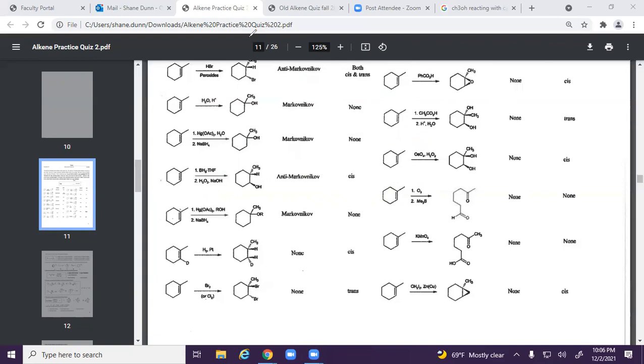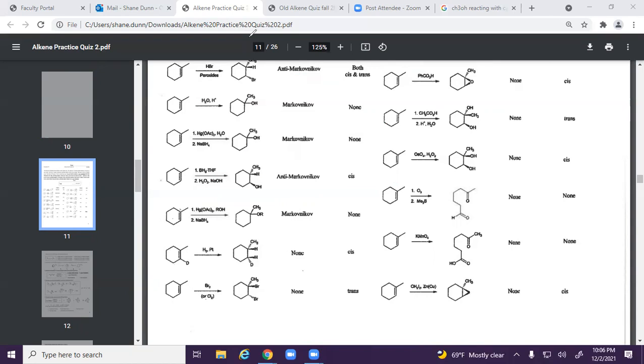So what if it was a trans reaction, but then the cis reaction? Then it would keep it trans. It would still be trans. Yep, because cis keeps it, because cis means same, right? Trans means different. So a trans reagent changes the orientation, while a cis reagent keeps it the same.